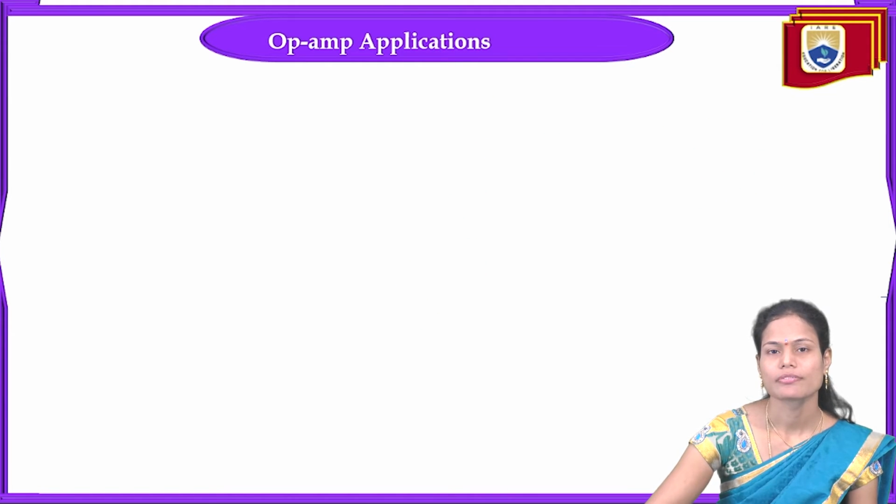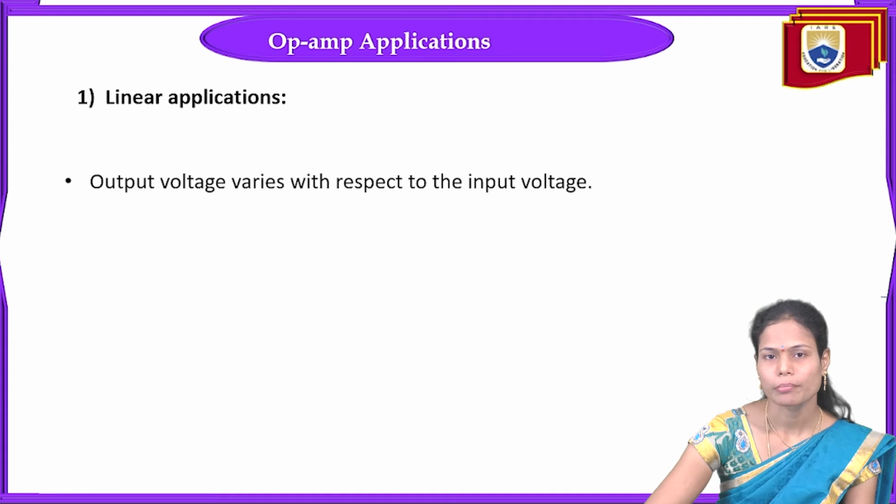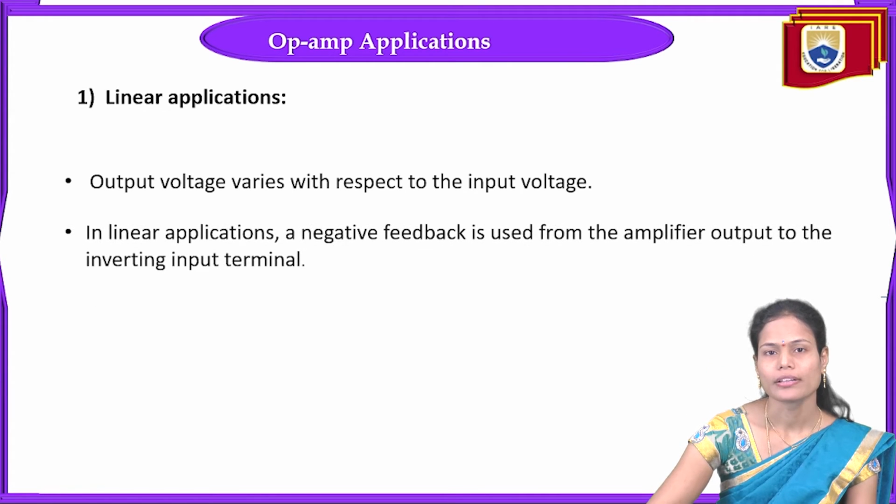Now we will see the different applications of the operational amplifier. The first application is the linear application. What is meant by a linear application? In the case of linear applications, the output voltage or output current varies with respect to the applied input voltage, so we can say that particular circuit is a linear circuit. To design this linear circuit, we can utilize the operational amplifier. And what are the different linear applications?